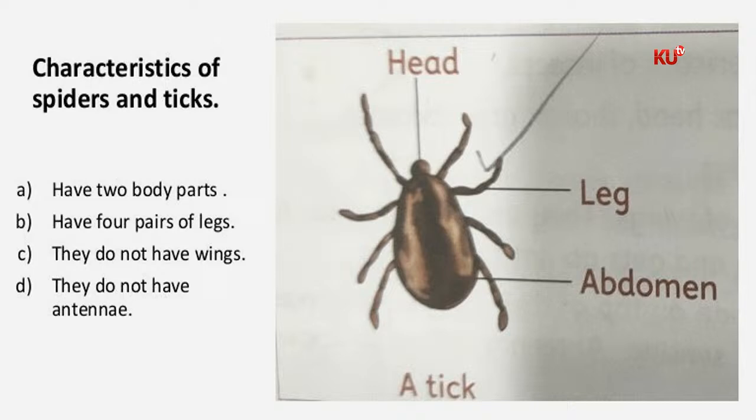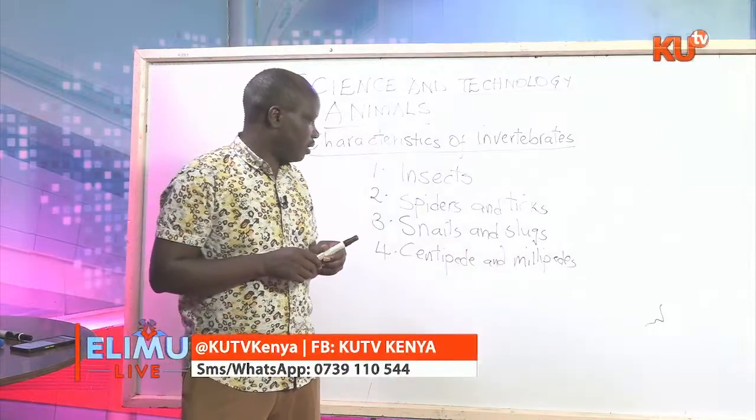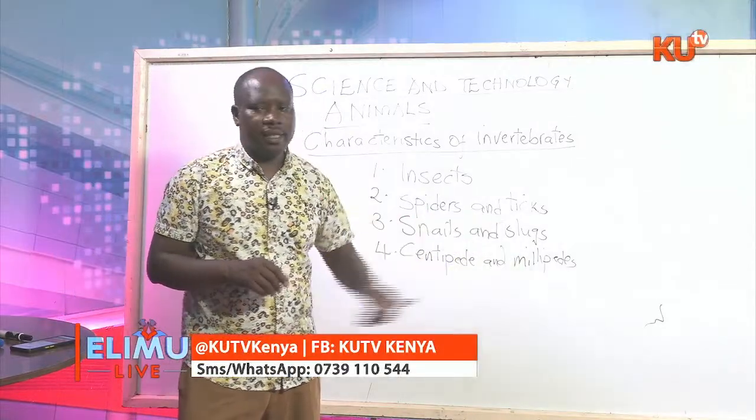Therefore, when a teacher tells you to draw a spider, do not make a mistake of drawing a spider and then including wings. Spiders and ticks do not have wings. Finally, they do not have an antenna or feelers. And that brings us to the end of our second group of invertebrates, spiders and ticks.